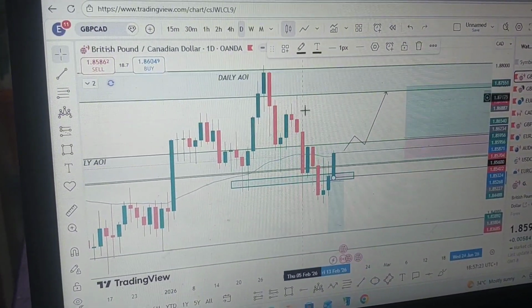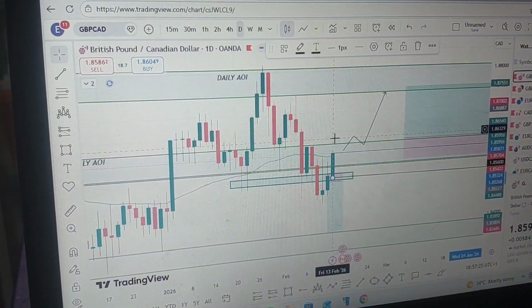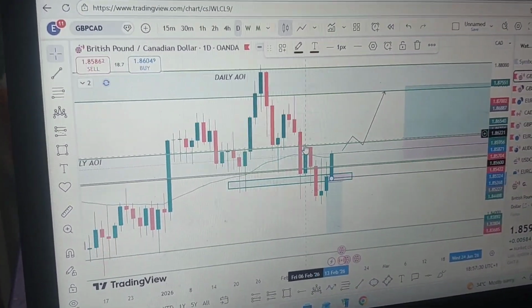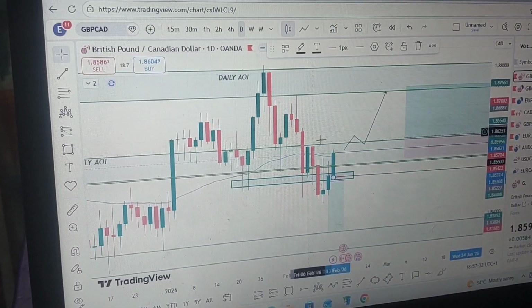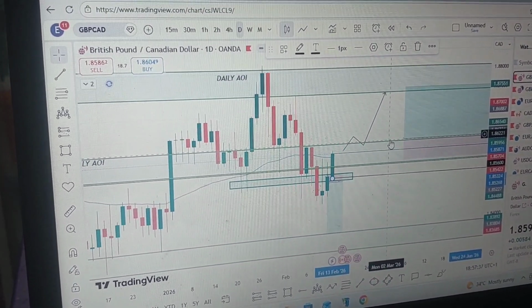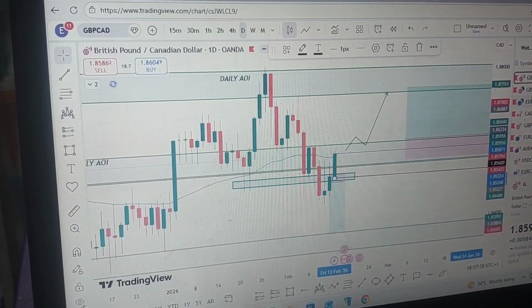So what I'll be waiting for is the break and retest so I can buy this trade. Break out of here, shifting the market bullish. I will now wait for the pullback for me to take the trade to the upside. My next trade on my list is GBP/NZD.